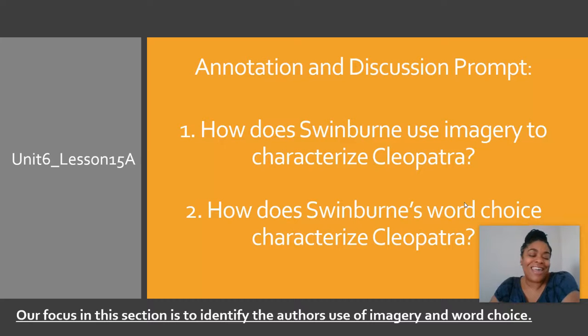So, scholars, I kind of already let the cat out of the bag and said one of the things that we were doing. So, here are our two discussion prompts. One, how does Swinburne use imagery to characterize Cleopatra? And two, how does he use word choice to characterize Cleopatra? Scholars, I want you to write these two questions in your notes. You have 1 minute. You are writing in your notes.